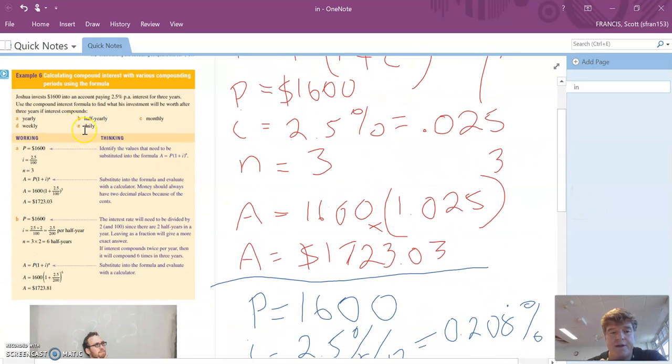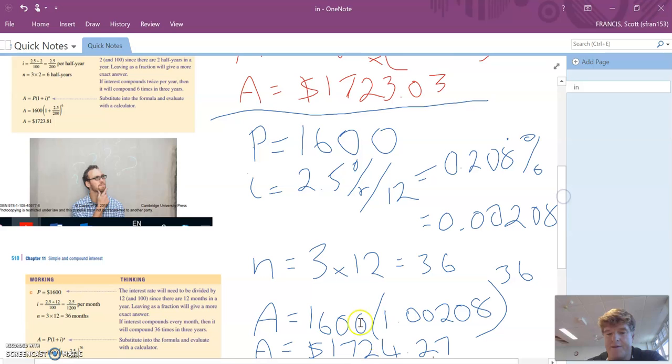If it was daily, you'd divide the interest rate by 365, and the number of times it compounds would be 3 multiplied by 365, because there's 365 days in a year. If you're looking at weekly, you can divide the interest rate by 52, and then the number of times it compounds is going to be 3 years multiplied by 52 weeks. I don't think you're going to be as likely to come across weekly or daily compounding. If you do something like monthly, divide the interest rate by 12, multiply the number of times it compounds by 12, then you're in good shape.